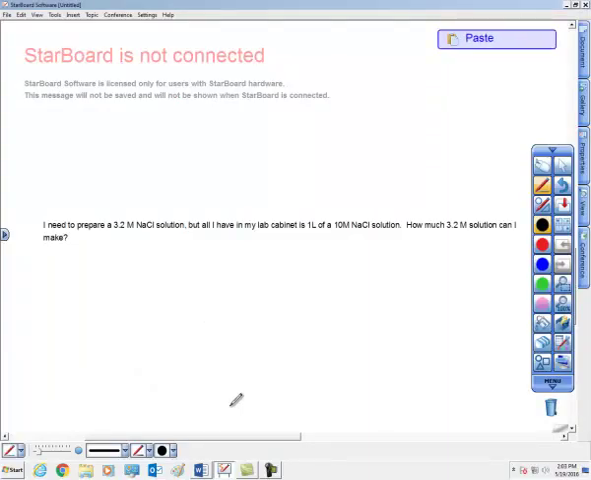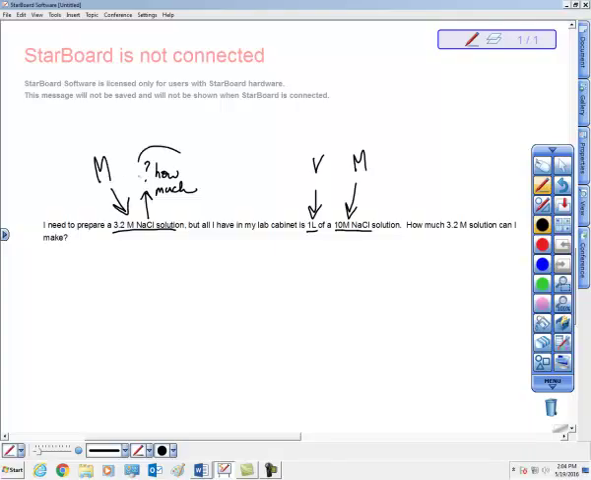I need to prepare 3.2 molar NaCl solution, but all I have in my cabinet is 1 liter of a 10 molar NaCl. How much of the 3.2 molar solution can I make? They want to know how much of this I can make. Well, let's look. What do we got here? This is volume. What's this? This is molarity. What do we got over here? Molarity. And they want to know how much? Can you anticipate what kind of problem we got here? This is a dilution problem. Notice that the concentration over here is 10, and over here it's only 3.2.